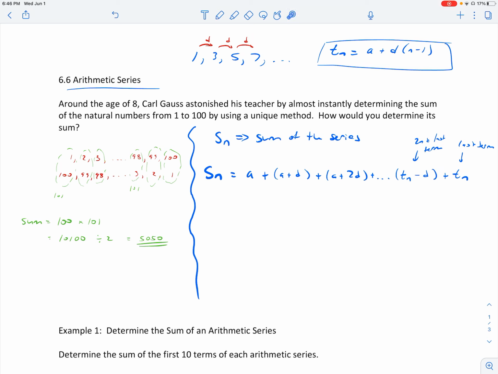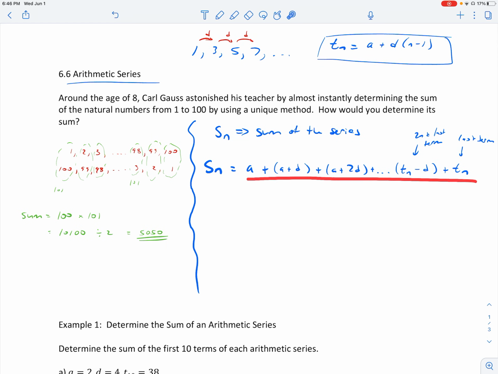Okay, and these all represent the terms in the sequence. It doesn't matter what they start at. It doesn't matter what the common difference is. They're all going to follow this form. So to get the sum, we need to add all these up.